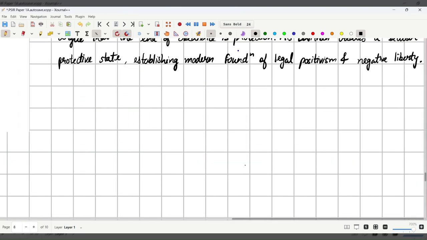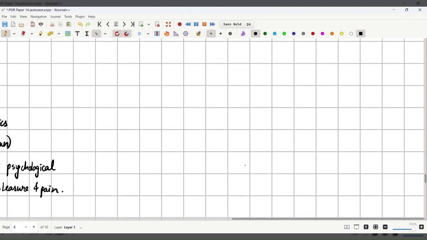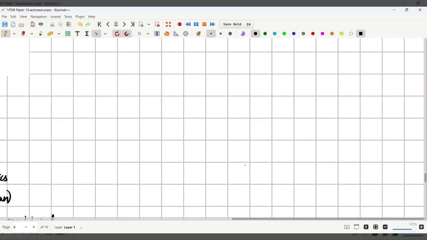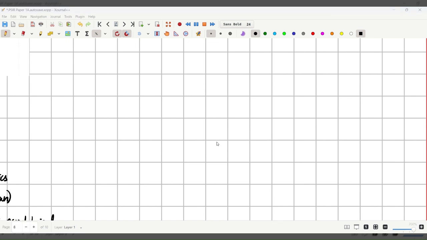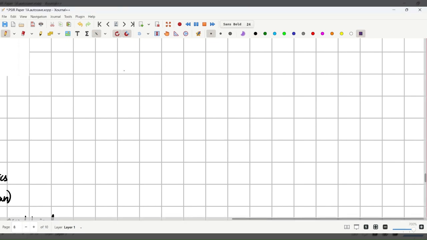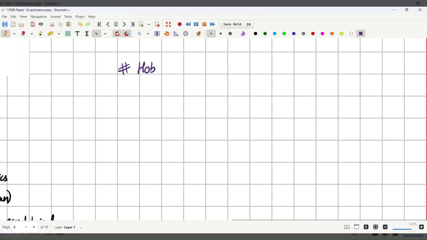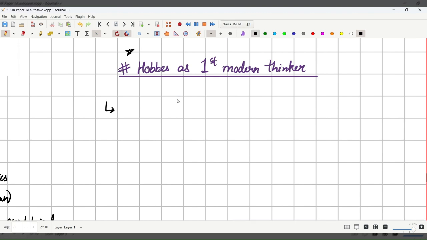So for that, we have to understand why Hobbes was the first modern thinker. Hobbes as the first modern thinker. So why is Hobbes called the first modern thinker?